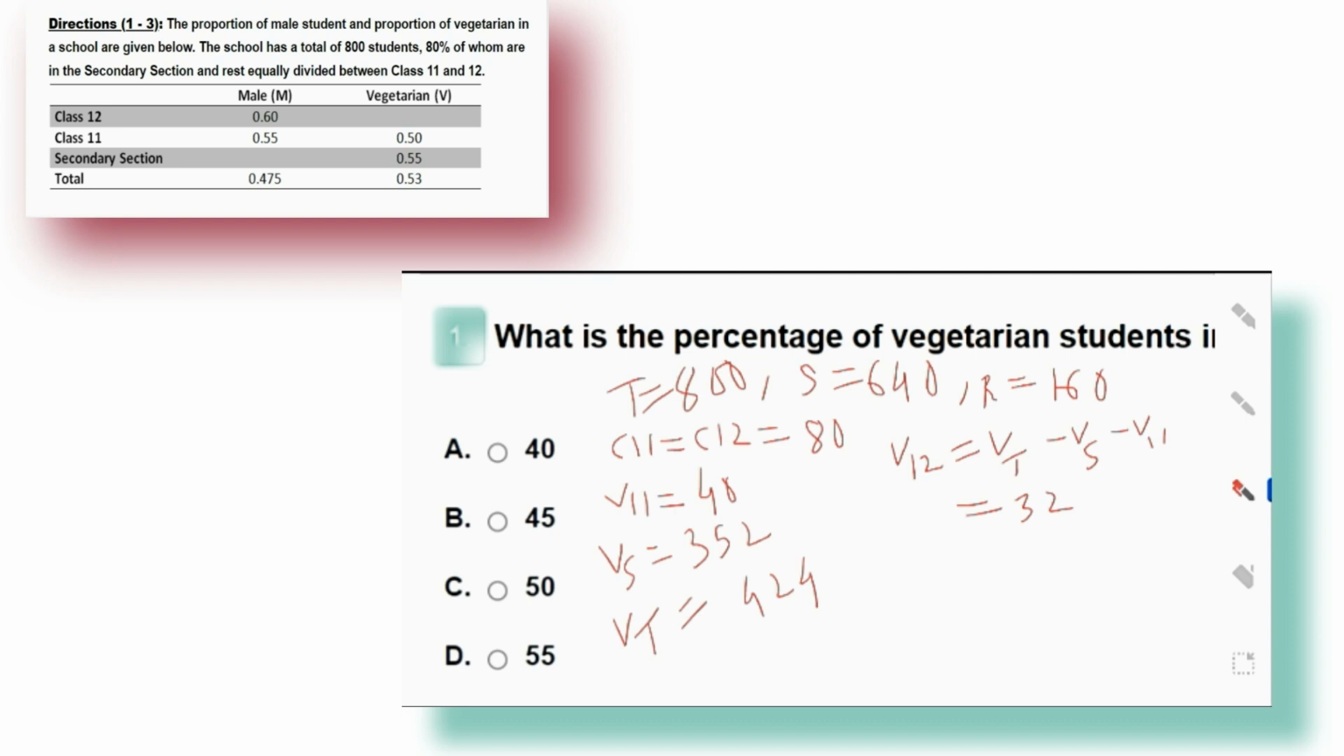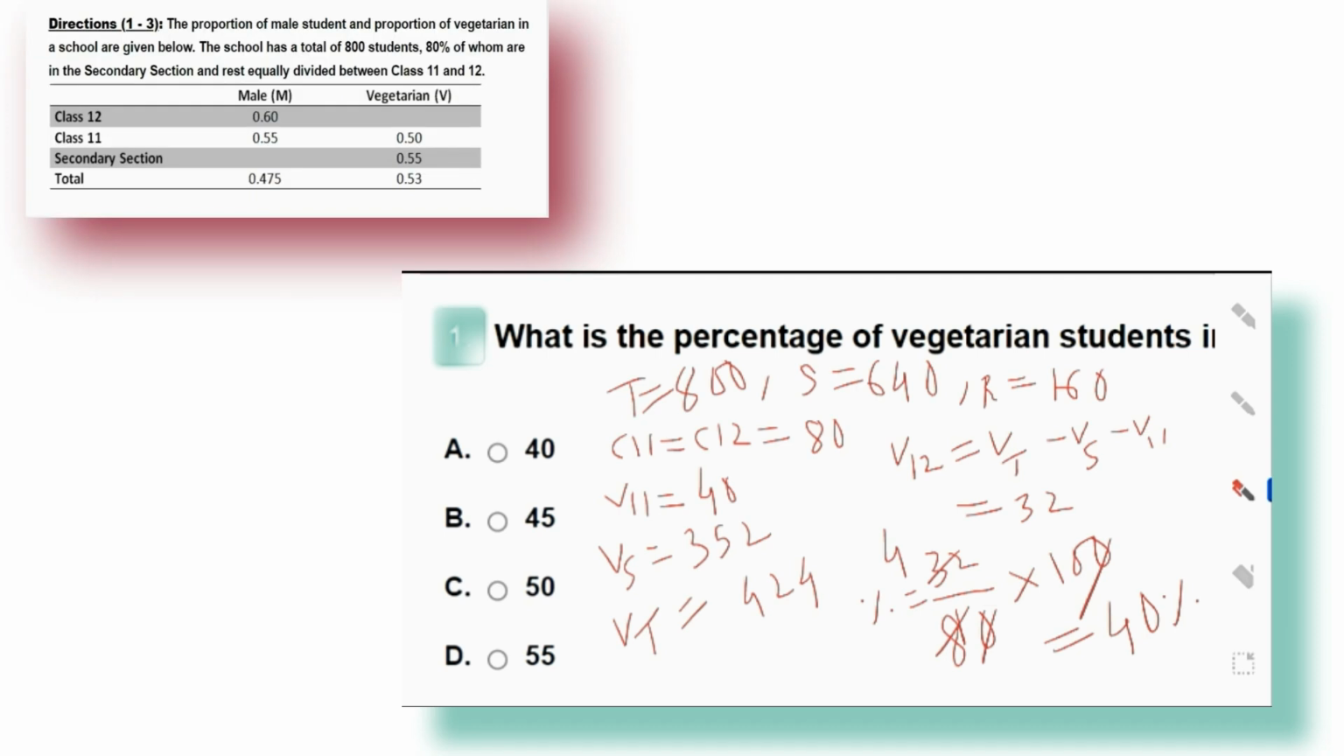Okay, so now what is our task? That is the percentage of vegetarian students in class 12. So percentage is equal to, the total students present in class 12 is 80 and vegetarians are 32, multiplied by 100. Okay, so 8 4s are 32, so 40. So 40% of the students of class 12 are vegetarian. I hope you understood the shortcuts and the way of calculation, right?